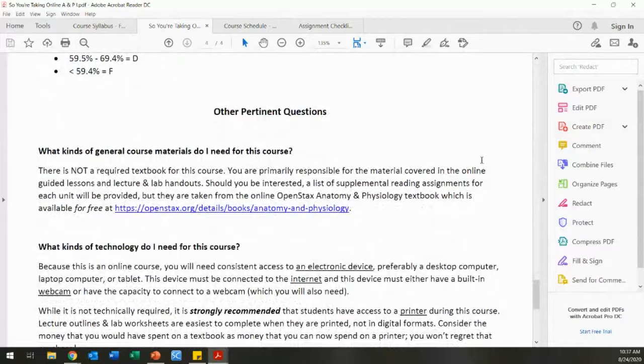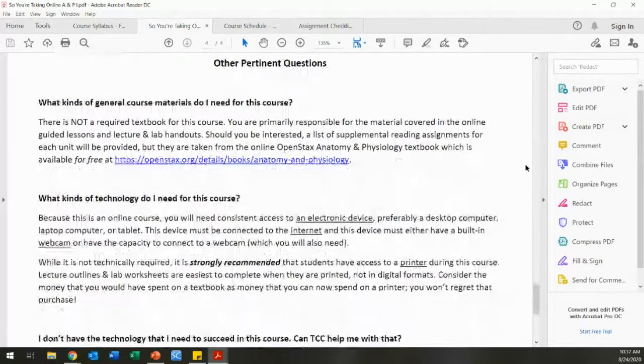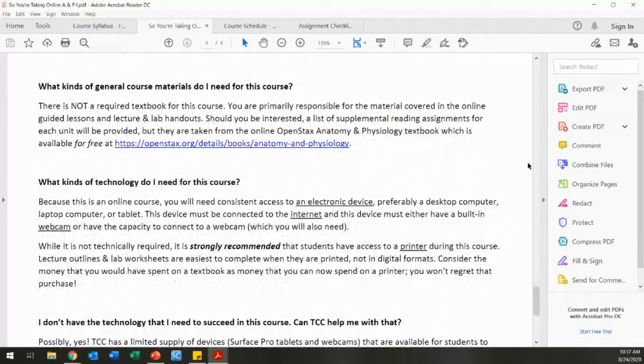Let me pause for a moment and see what questions we have at this point. I know I've caught some of them as we've been going through. What questions do we have before we look at the schedule and Blackboard?